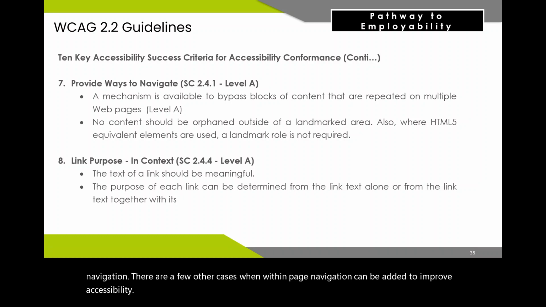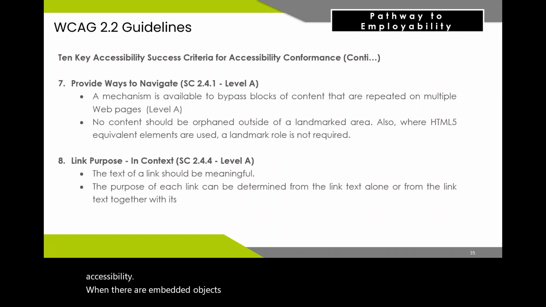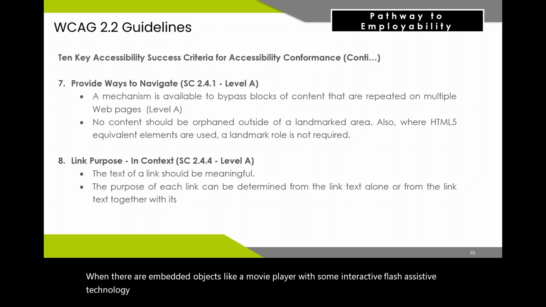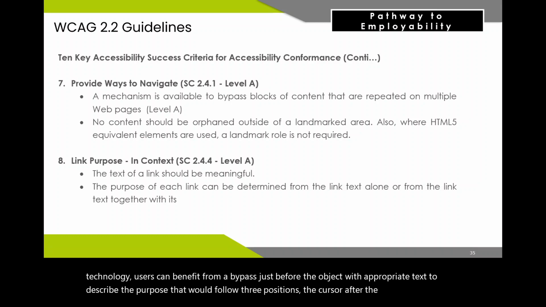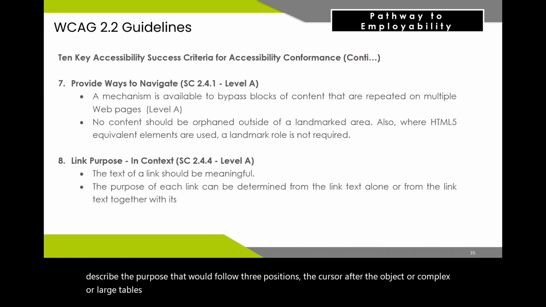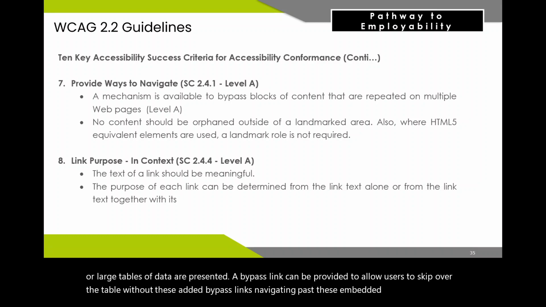When there are embedded objects like a movie player or some interactive Flash, assistive technology users can benefit from a bypass link just before the object, with appropriate alt text to describe the purpose, that when followed repositions the cursor after the object. Where complex or large tables of data are presented, a bypass link can be provided to allow users to skip over the table. Without these added bypass links, navigating past these embedded objects can be time-consuming.